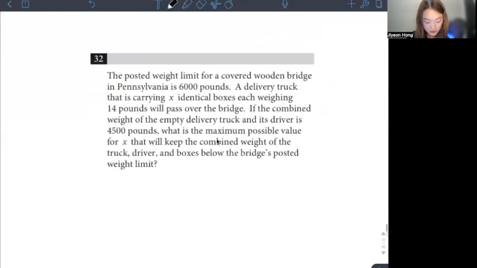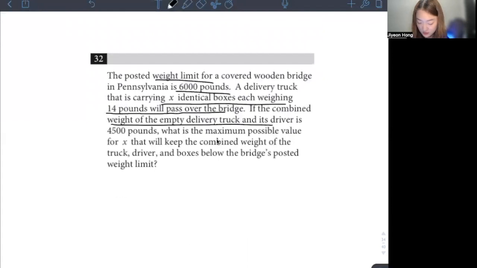Number 32, the weight limit is 6,000 pounds. There's x identical boxes, each weighing 14 pounds. The combined weight of the empty delivery truck and its driver is 4,500 pounds. What is the maximum possible value for x that will keep the combined weight of the truck, driver, and boxes below the bridge's posted weight limit?